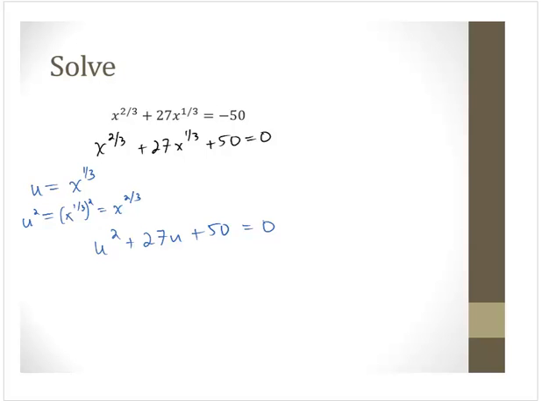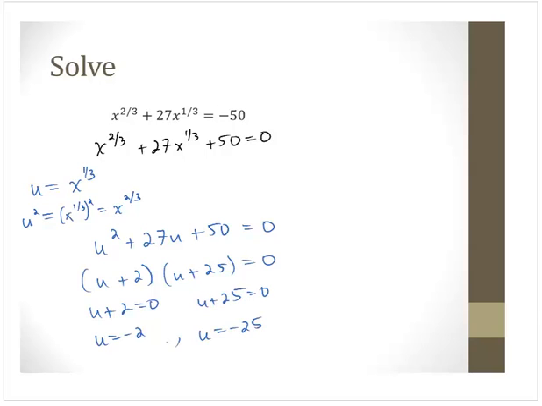And I'm going to solve this one. I think this factors fairly easily as u plus 2 times u plus 25 is 0. And so then u plus 2 is 0, which implies that u is negative 2. And u plus 25 is 0, which implies that u equals negative 25. Okay, but this is in terms of u. Our original equation was in terms of x. So let's make the substitution back.